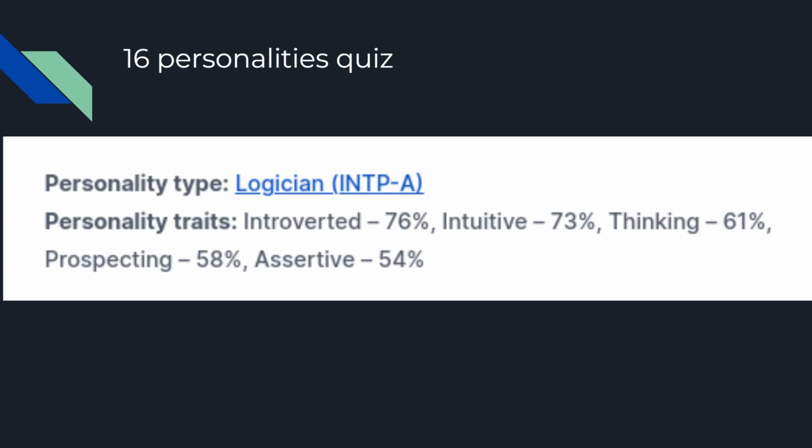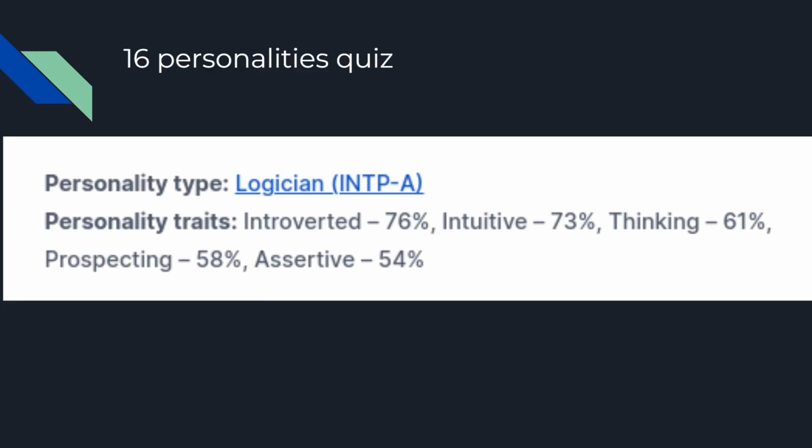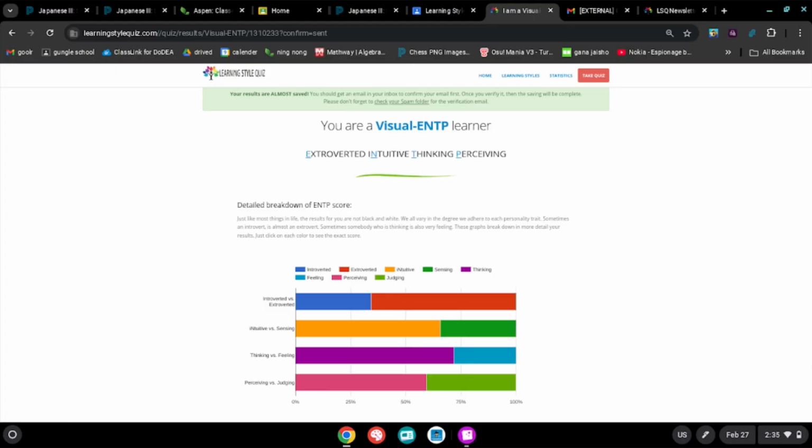And here are just some of the traits that I figured out, that I came across. I'm 76% introverted. We also have this quiz, which was meant to figure out what my learning styles are. And I realized that I was a visual ENTP learner, extroverted, intuitive, thinking, and perceiving, which came as a major shock to me personally. We're doing some introspection now, because what? I was 76% introverted here, but now I'm just so extroverted, like a beautiful butterfly spreading his wings.